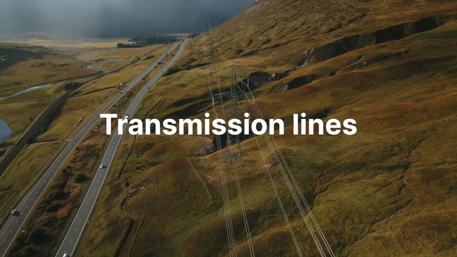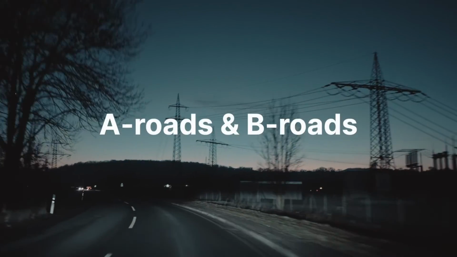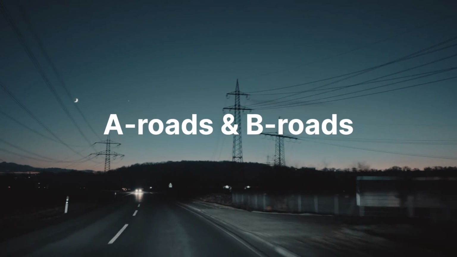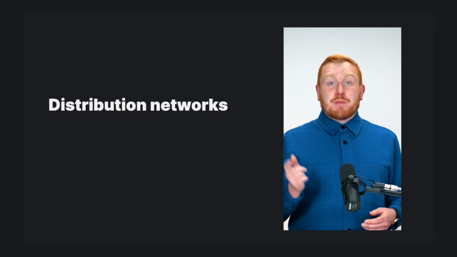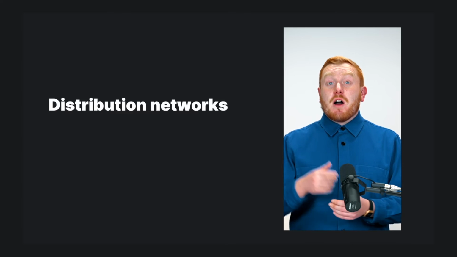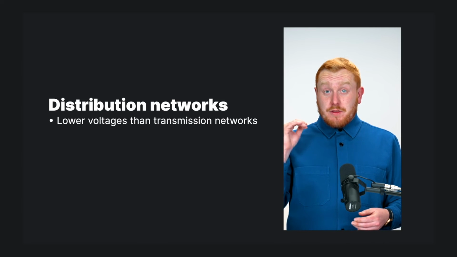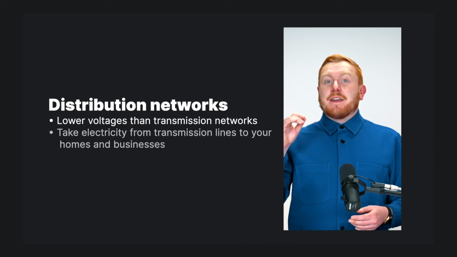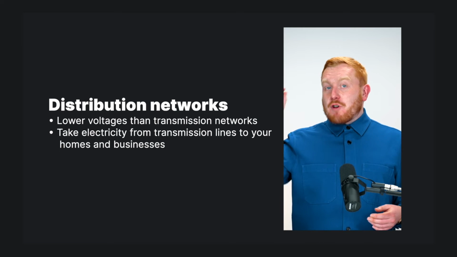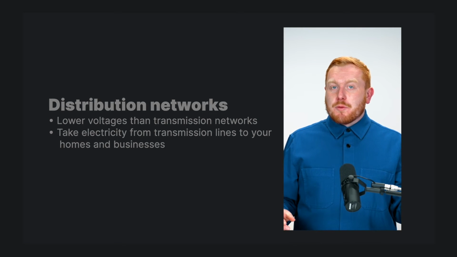So, once electricity has been transported via the transmission lines, or the motorways of the electricity system, how does it reach homes and businesses? Well, via A roads and B roads, naturally. These secondary local networks are called the distribution networks. They run at lower voltages than the transmission networks and take electricity from transmission lines to your homes and businesses.